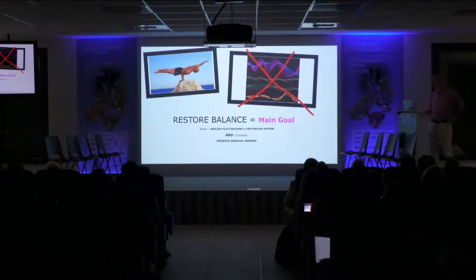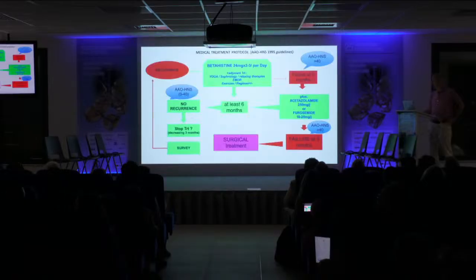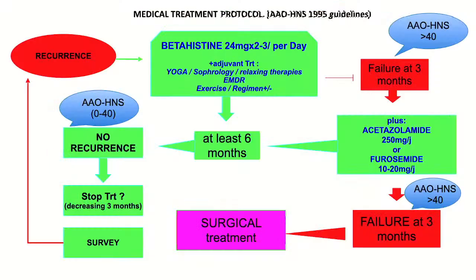So the main goal of the treatment is to restore balance, and for that, if we can, we have to preserve the residual hearing. So it begins with medical treatment. This is the main protocol that I use. It is betahistine for the first choice. I have to evaluate the symptoms at 3 months, and I use the guideline of the American Academy, only class A, because in my opinion B and C are not control of vertigo. A is control of vertigo, and the best is 0.